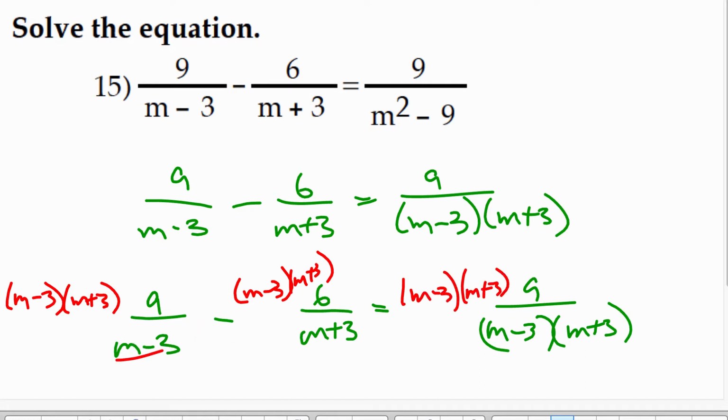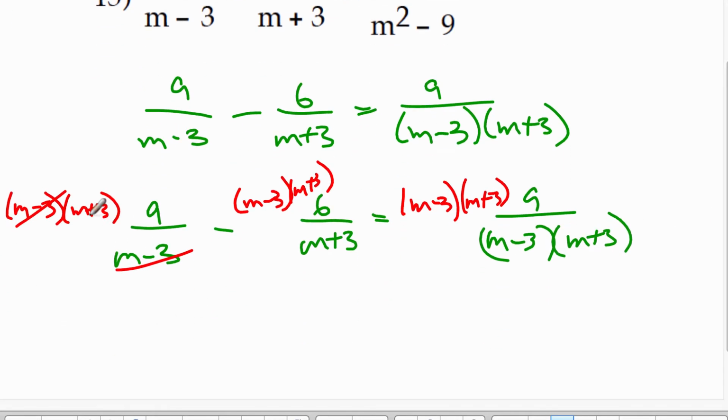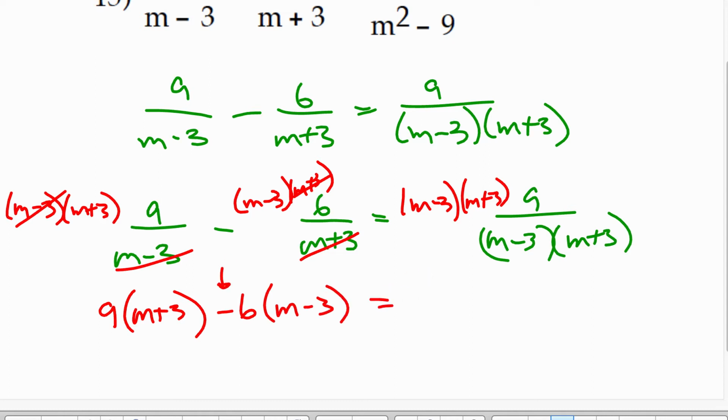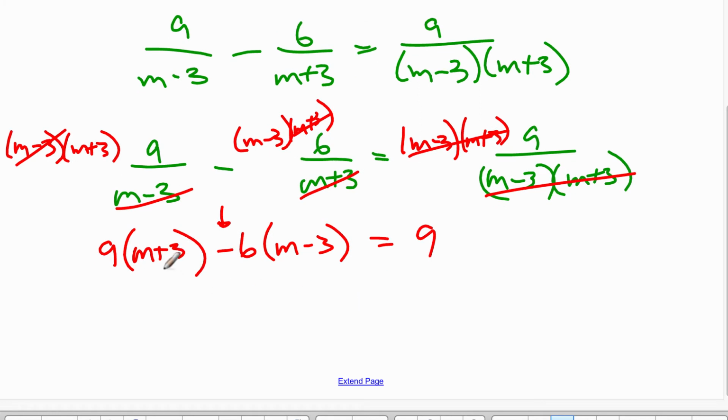Okay, here the m minus 3 cancels, so I'm left with m plus 3 times 9. I'll write the 9 first. M plus 3. Okay, next one, m plus 3's cancel, so I'm left with this. Again, I'll write the 6 first. So minus 6 times m minus 3. Notice the negative. Equals, all of the top and the bottom cancel except for that 9. Okay, now I've got an equation that I can multiply through and solve.